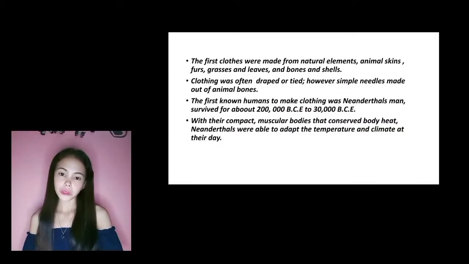Okay, so to start, I want to tell you first where clothes are made from. So in history, clothes were made from animal skins, grasses, leaves, bones, and shells. So there are so many different ways of making clothes in history.